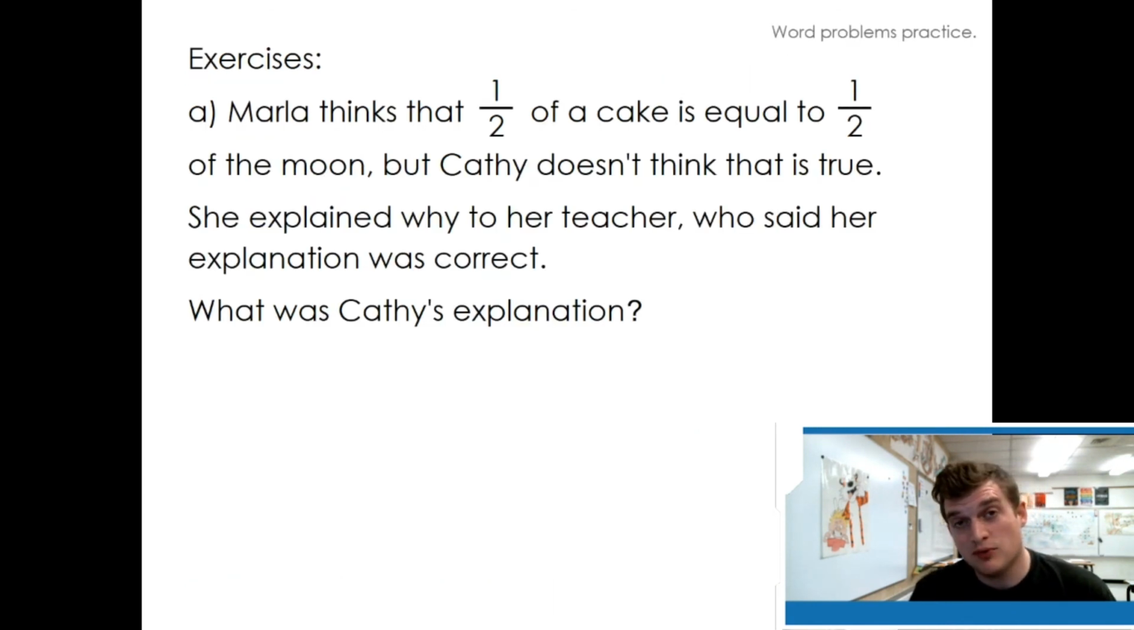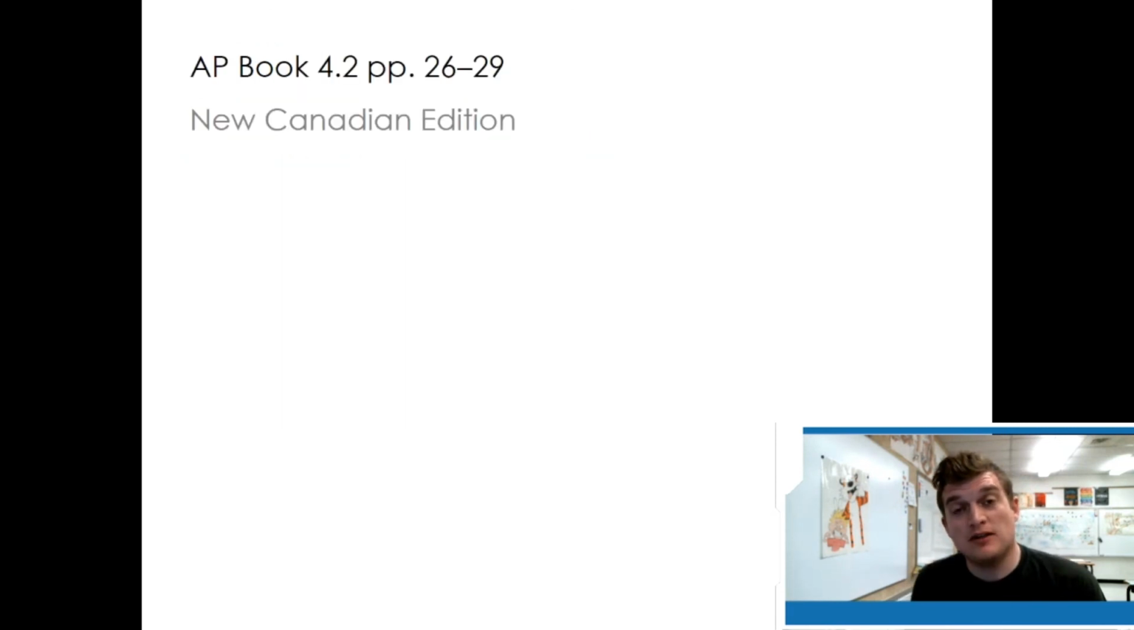We got 2 word problems, and then it's time for you to practice at home. Marla thinks that half a cake is equal to half of the moon, but Kathy doesn't think that's true. She explained why to her teacher, who said her explanation was correct. What was Kathy's explanation? The problem is the cake is not the same size as the moon. 1/2 the cake is definitely not the same size as 1/2 the moon, because the moon and the cake are not the same size.